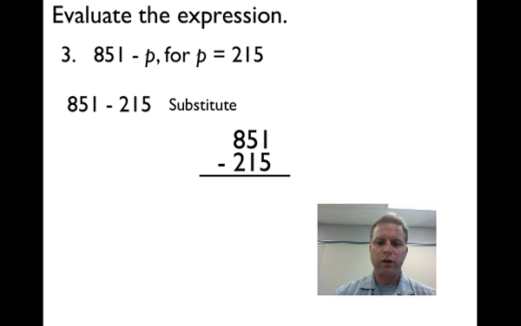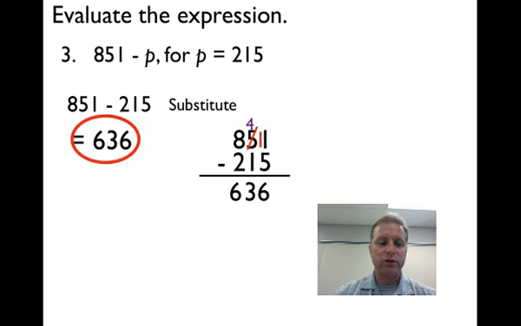So we'll borrow from the 5 and make that a 4 and change that 1 into an 11. 11 minus 5 is 6. 4 minus 1 is 3. 8 minus 2 is 6. So our answer would be 636.